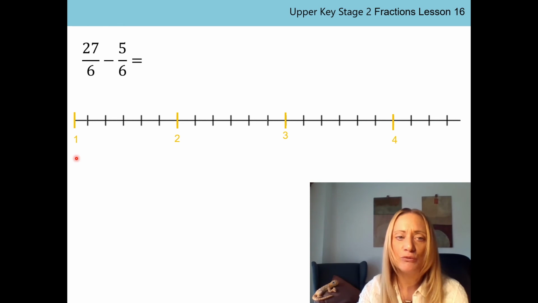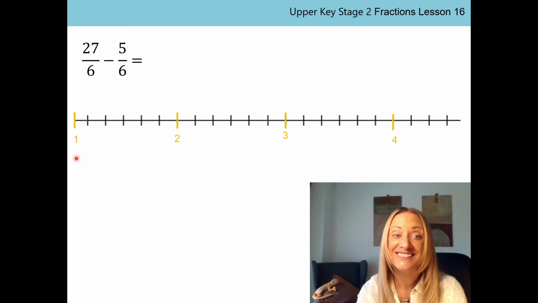And in finding the difference between these two fractions, you're going to have to show me where 27/6 is on the number line and subtract 5 of those sixths. So pause me now and have a go at that, and then express your answer in the simplest form. How did you get on?